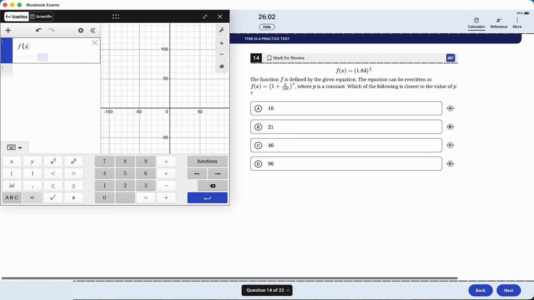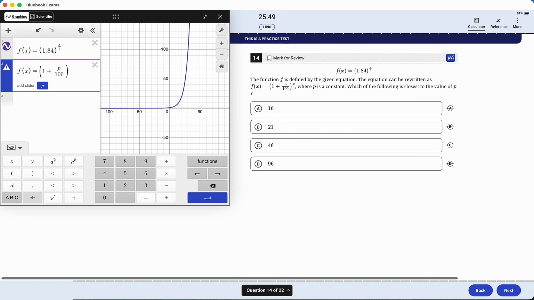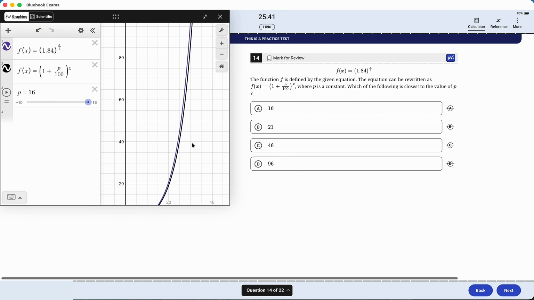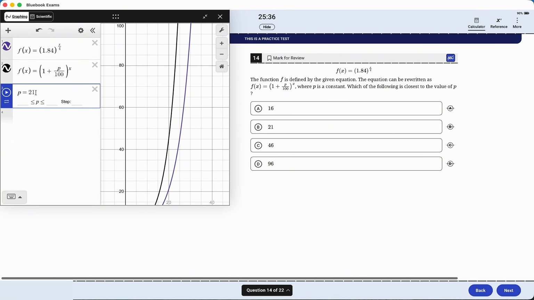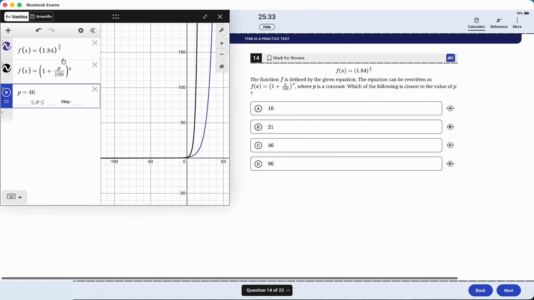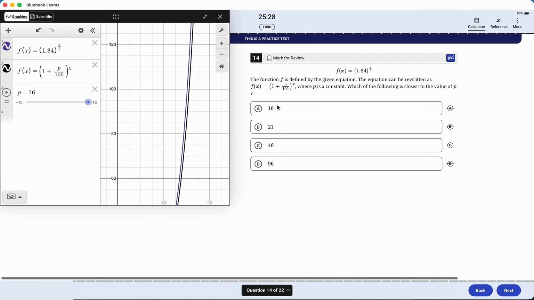So here's what you can do. You just type that into Desmos, and you can see what it looks like, right? And then again, just understanding the question. It's saying that this other one that I type in with the p has to be basically the same thing, right? It's not going to be exact because it says closest to, but we want to see for which p value it's going to be closest. If I try p is 16, those look pretty close. They're almost identical. If I try 21, that looks worse. If I try 46, that looks worse. And if I try 96, that looks worse. So 16 is the one that's closest. So that's it. Not too bad.